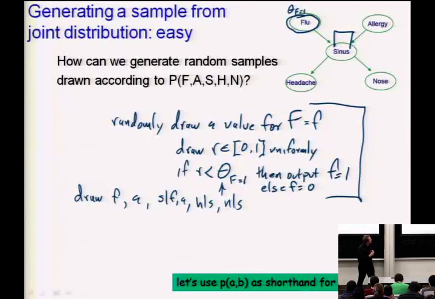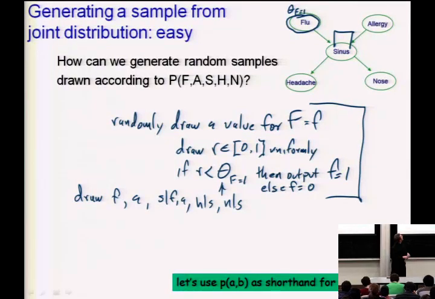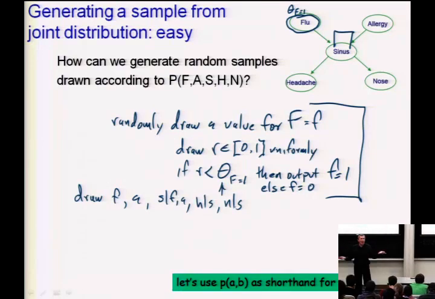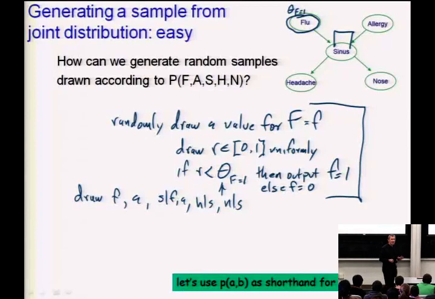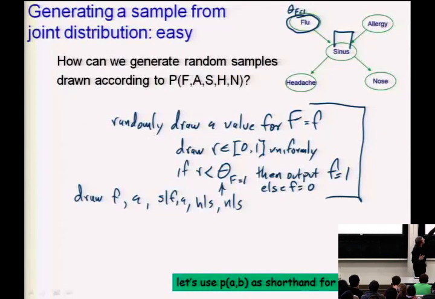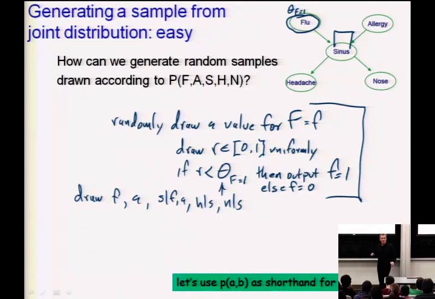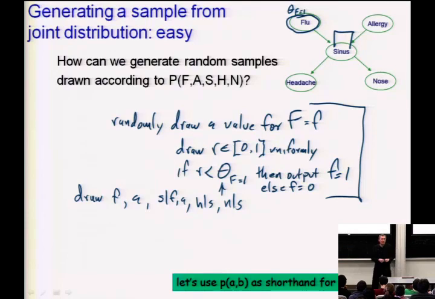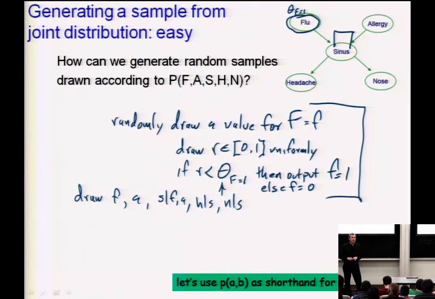Okay, so that's how we can generate a random sample of the joint distribution. And given that, now you have a completely different general procedure for doing inference. If anybody asks you to write a program to figure out from this Bayes net what's the probability that h equals 1 and a equals 0, then you can just generate a whole bunch of samples and look at the fraction of those samples for which that statement is true.